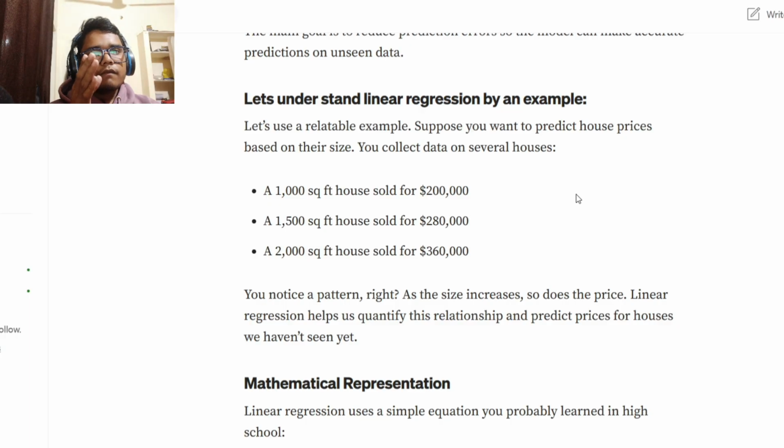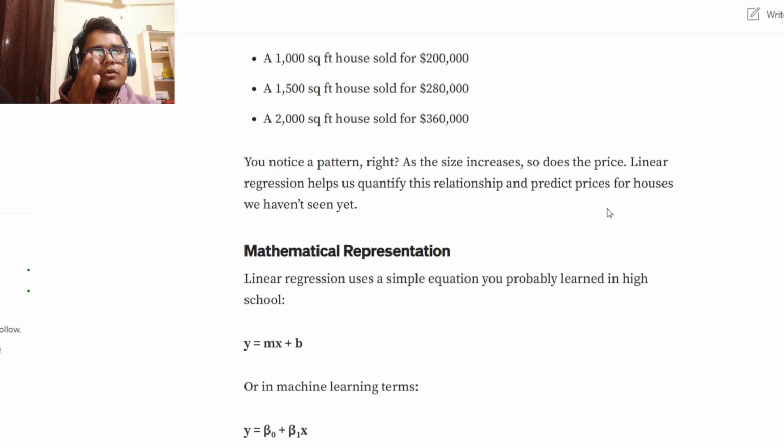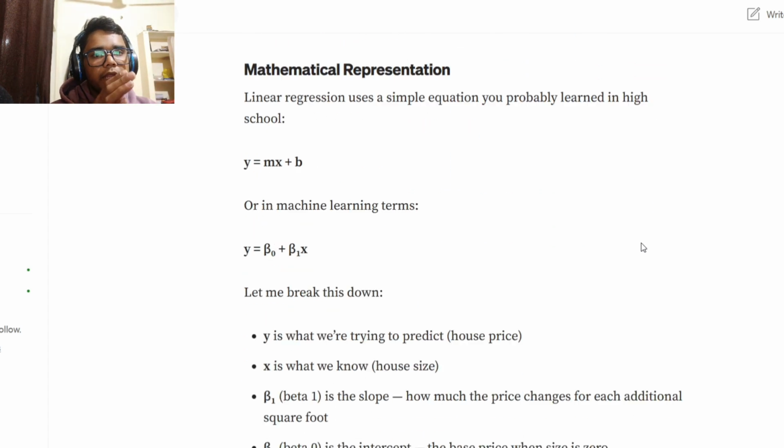Next, a 1500 square feet house sold for 2 lakh 80,000 dollars. A 2000 square feet house sold for 3 lakh 60,000 dollars. You notice a pattern, right? As the size increases, so does the price. Linear regression helps us quantify the relationship and predict prices for houses we haven't seen yet.